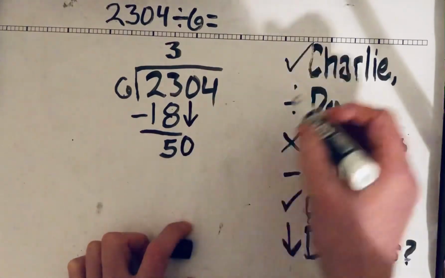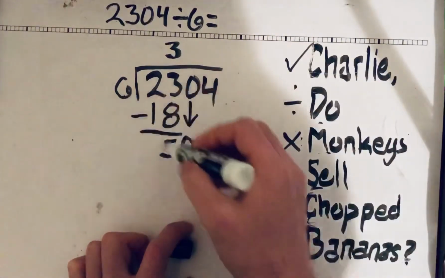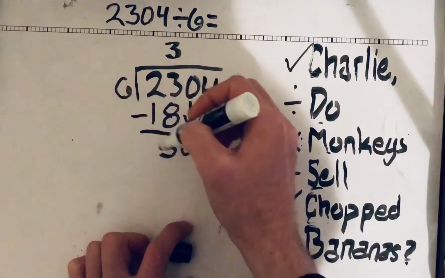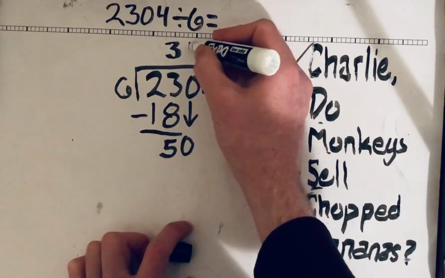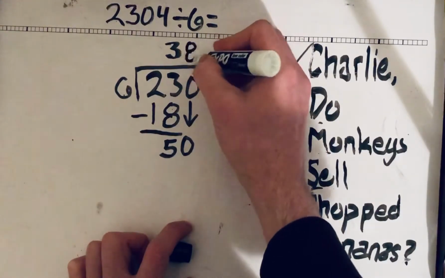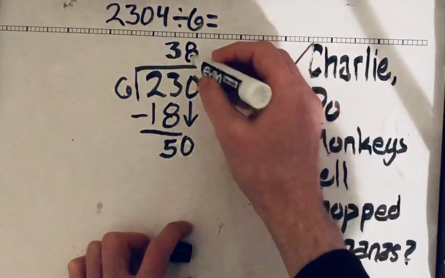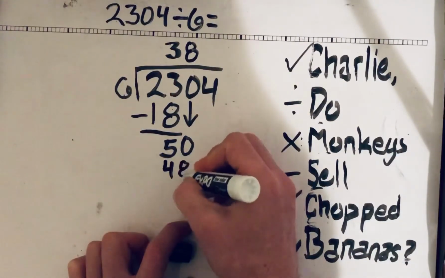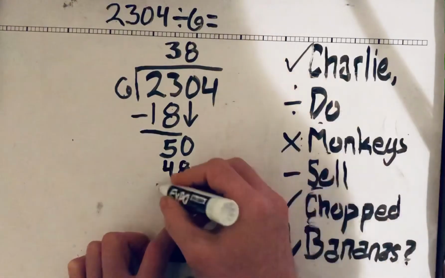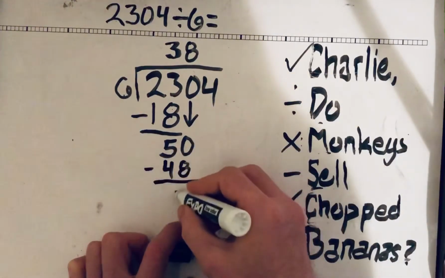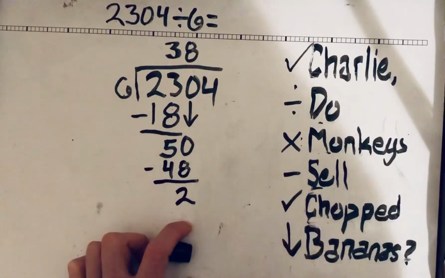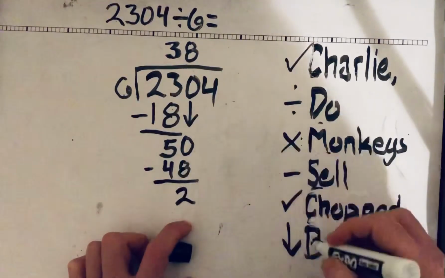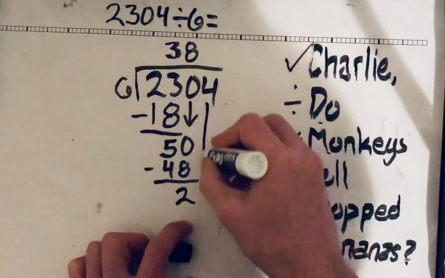And now we start over. We check. 6 can fit into 50. So we will divide. How many times can we fit 6 into 50? We can fit it 8 times. We multiply. 8 times 6 equals 48. We then subtract. 50 minus 48 equals 2. We check. Can 6 fit into 2? It cannot. So we will bring down.